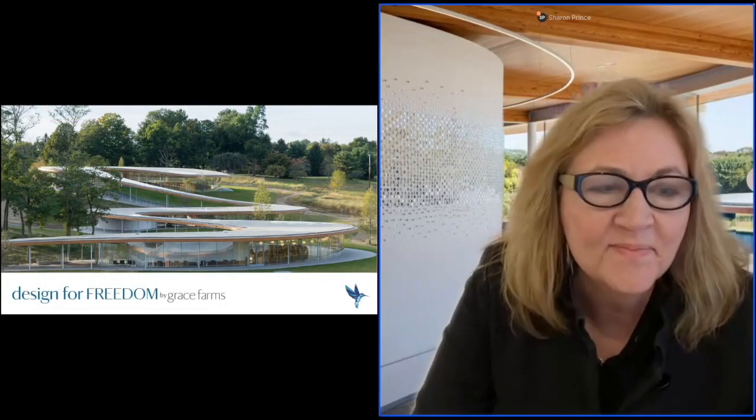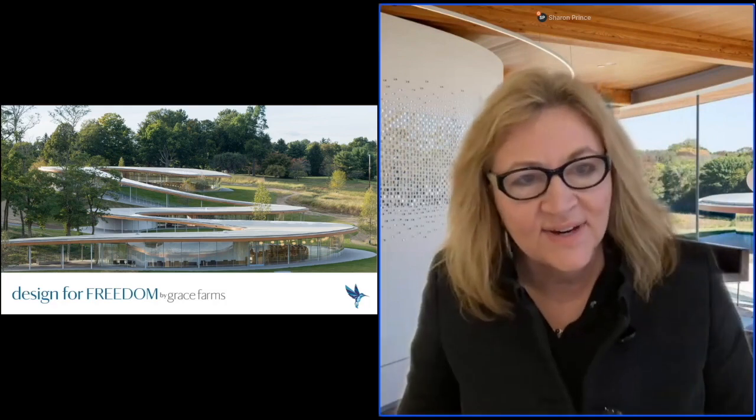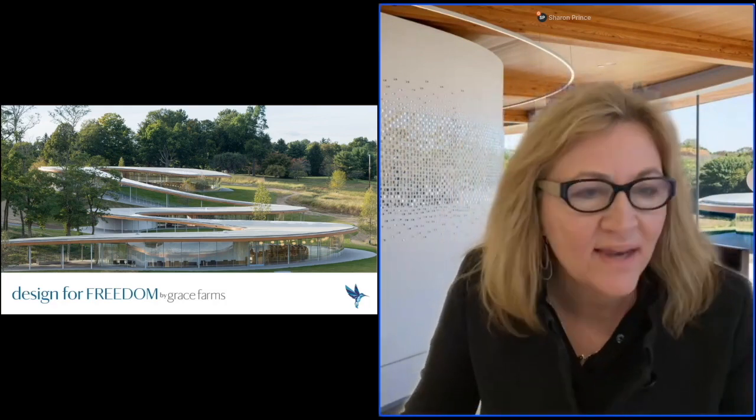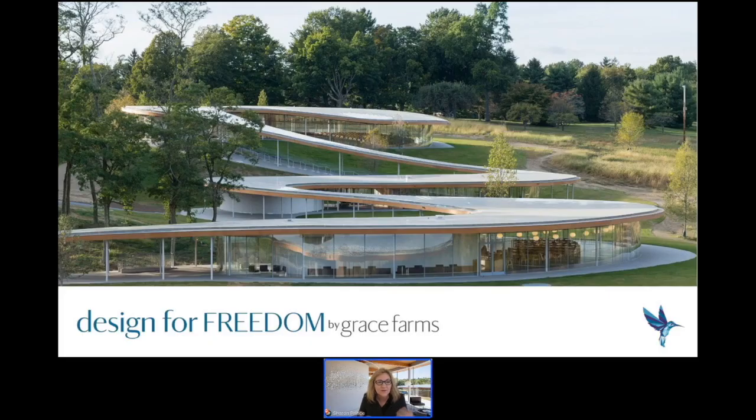Design for Freedom was launched here in 2020 at Grace Farms in Connecticut, which is a new kind of public place embedded in nature to tackle humanitarian issues. Essentially, we're a generative platform where the public, private, and government sectors come together. This is Sana's design, which breaks down barriers between people and sectors in a hopeful, transparent place.